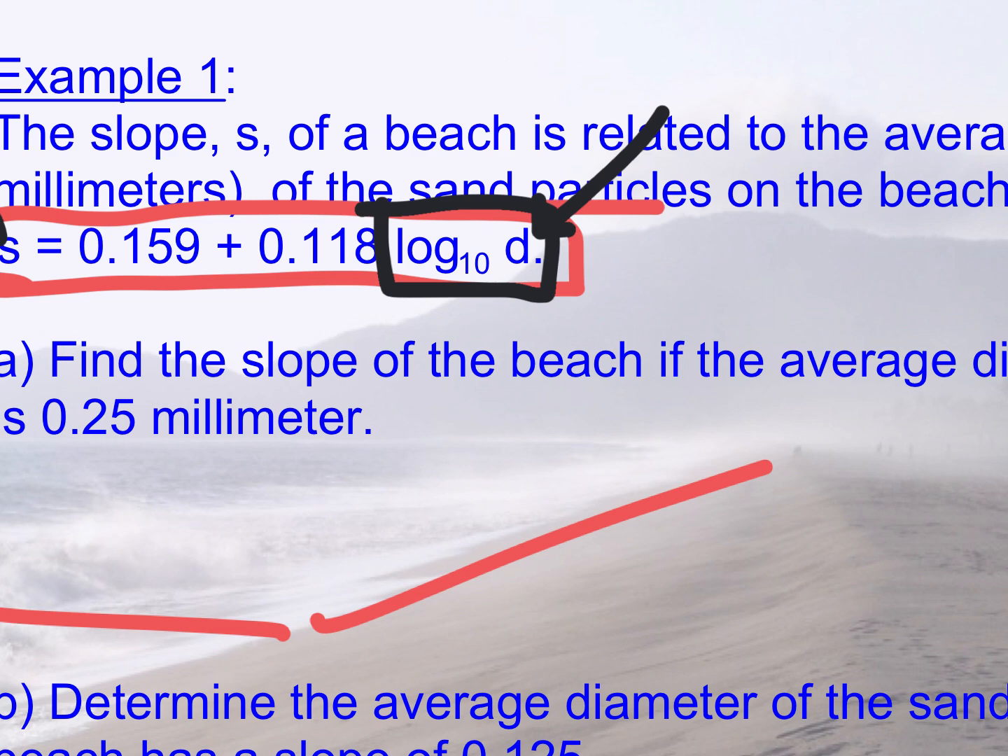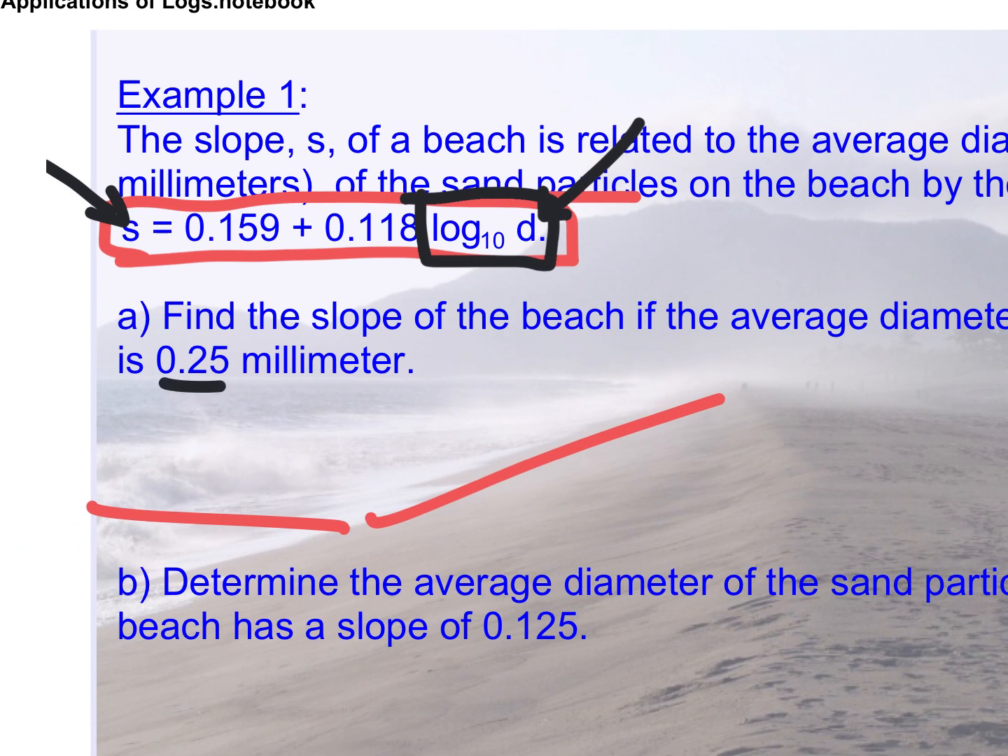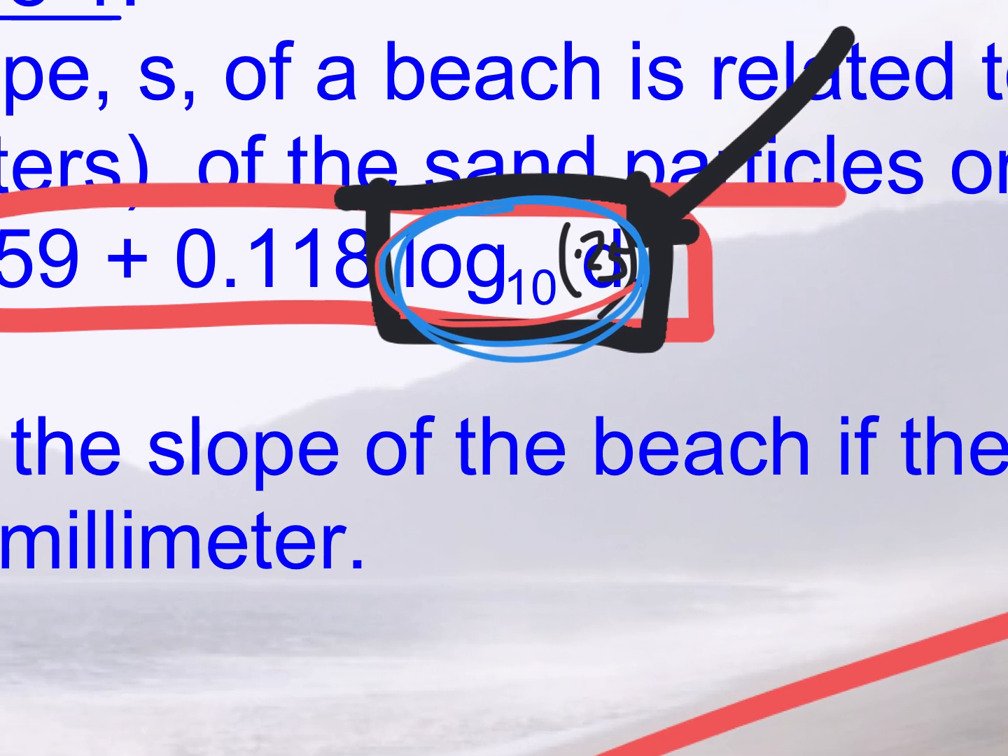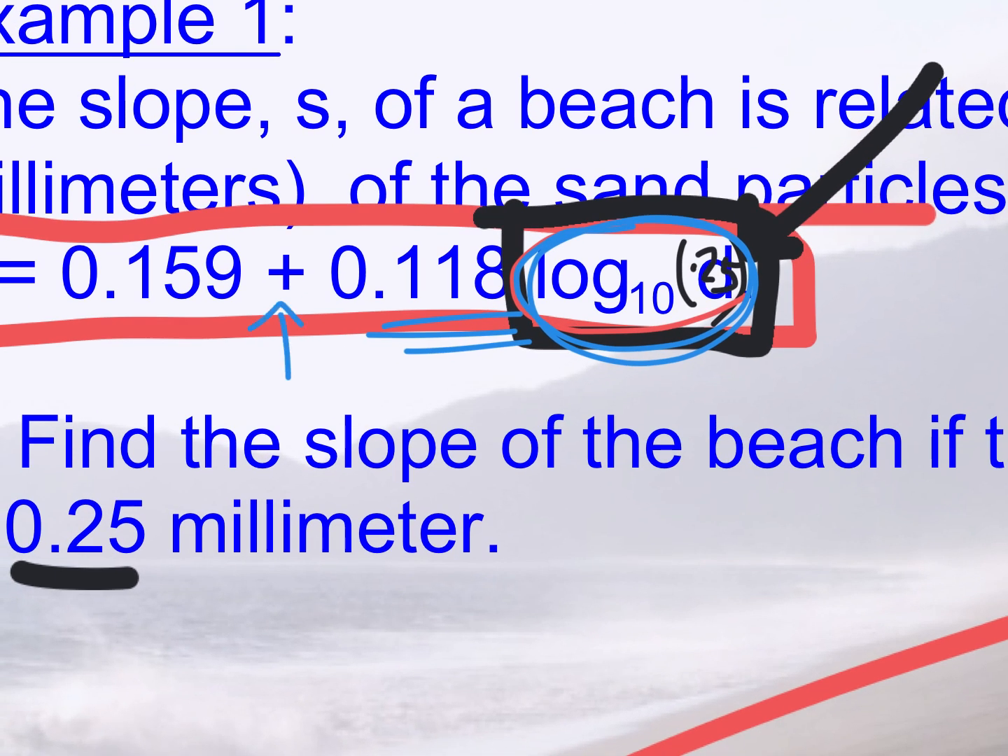All right. And so if I give you a diameter of 0.25, I hope you could put it right there. And then log base 10 means just log. And you do the log of it. And then you'd times by this, and then you'd add that. See if you can do it and get the answer. What would the slope be of that beach? Remember, if you just hit the button called log, it's doing base 10.